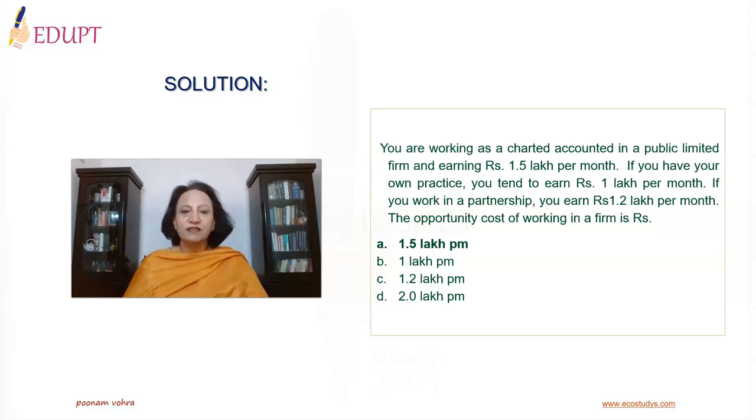Please check your answer. The correct answer is option A. That is, the opportunity cost of working in a firm is rupees 1.5 lakh per month. How is it possible? Just remember the definition, where opportunity cost is defined as the value of the benefit that is sacrificed by choosing an alternative, or it is generally taken as the opportunity cost of doing an activity. So the next best possible alternative has been sacrificed for this alternative. So 1.5 lakh is the correct answer.